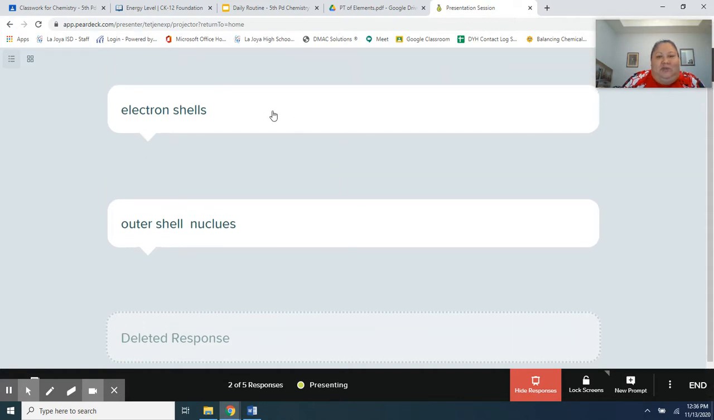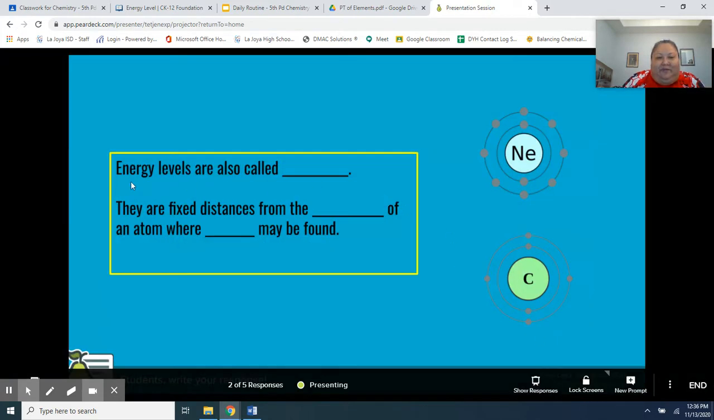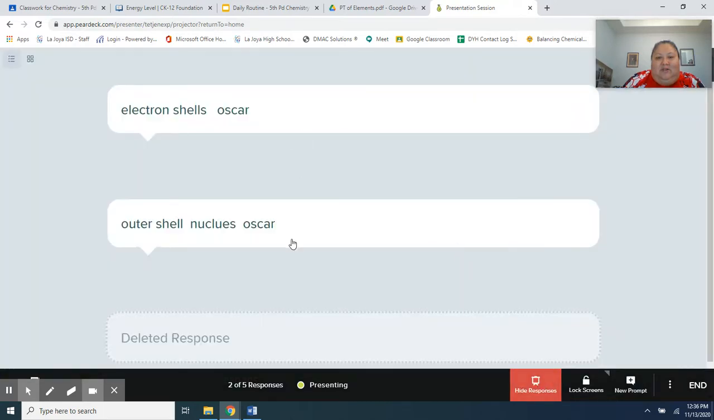Which one is you? Write your name for you. Okay, so energy levels are also called electron shells. Very good. They are fixed distances from the nucleus. Very good. Somebody else gave me that one. But nobody has come up with that last blank. Okay, they are fixed distances from the nucleus of an atom where blank may be found. Oscar, you answered in 2 different responses.